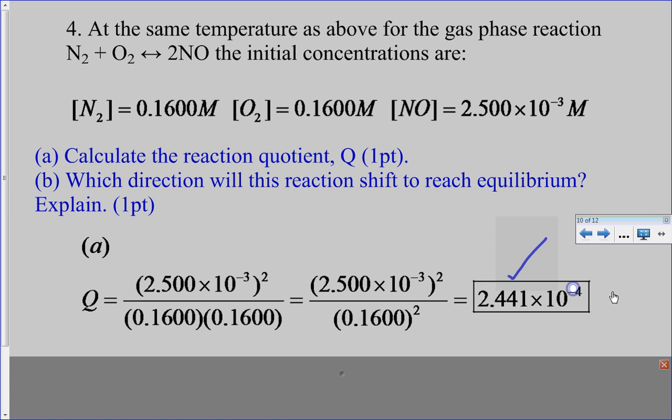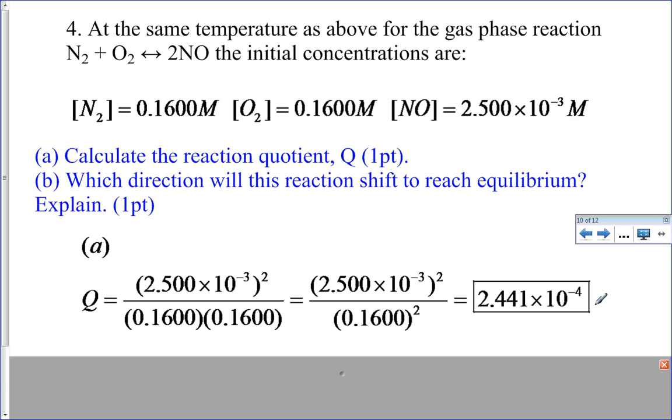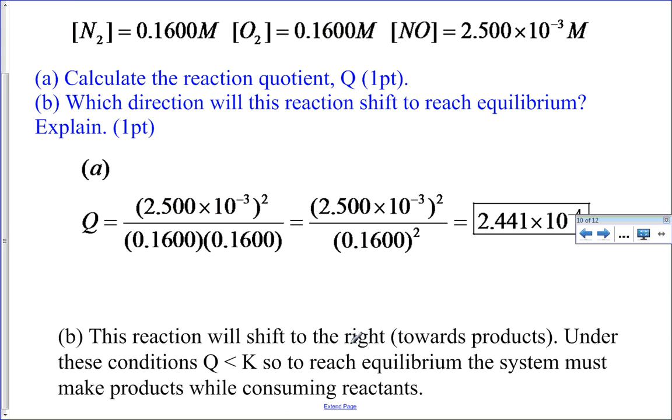Now look here. You have to keep your eye on these exponents because they sometimes can sneak by your notice. So now with this reaction quotient, we come up to the fact that this will shift to the right because now Q is less than K. And I also mentioned that I have to make products while consuming reactants.